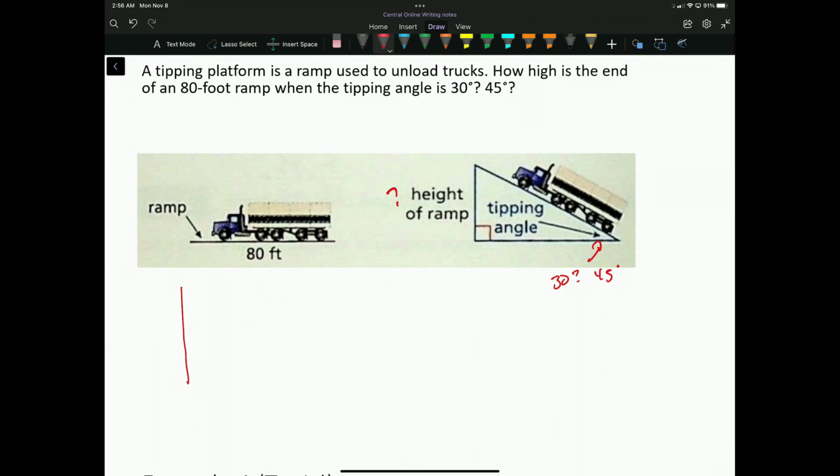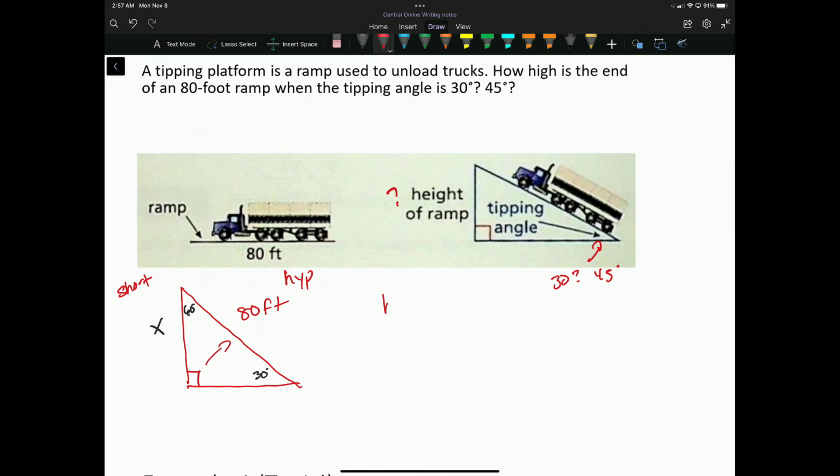So I'm going to draw a triangle here. We know my ramp is going to be 80 feet long. This is my hypotenuse. We're trying to find this length right here, so we'll call this x. And we'll start with the 30-degree angle. So if this is 30 degrees, this is going to be 60 degrees. Remember, my short side is going to be across from the 30-degree angle. So this now, in this example, is going to be my short side.